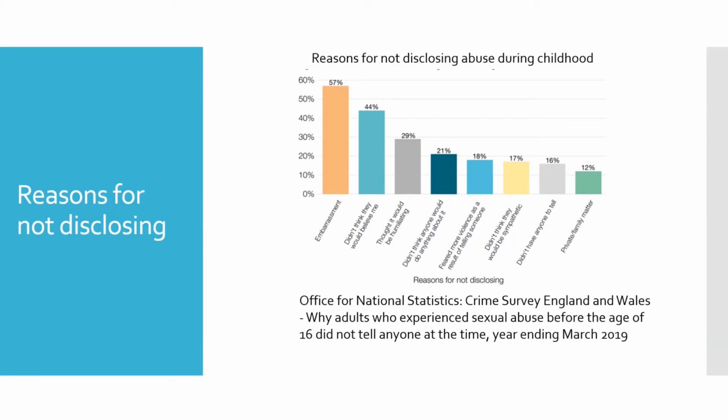21% didn't think anyone would do anything about it. 18% feared that more violence would come as a result of telling people. 17% didn't think they would get a sympathetic response. 16% didn't have anybody to tell or didn't feel they had anybody to tell. And 12% felt that it was a private or family matter and should be kept that way within the family.